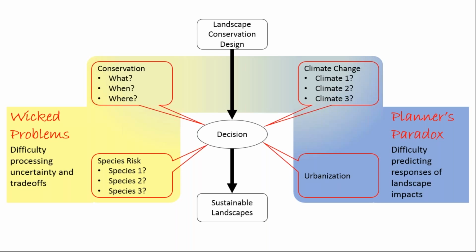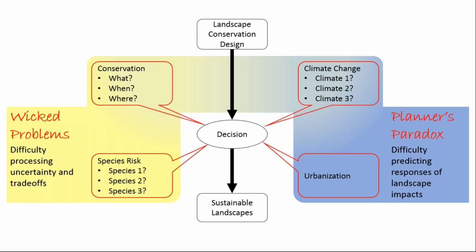And at the same time, I mentioned that we've got these competing objectives. We've got different species responding to different scenarios. So how do you identify one scenario that's best when there are competing objectives? How do we resolve those trade-offs? And so these are really two big issues that I think lots of regional planners grapple with: wicked problems and the planner's paradox.